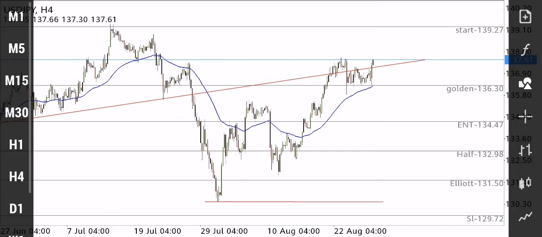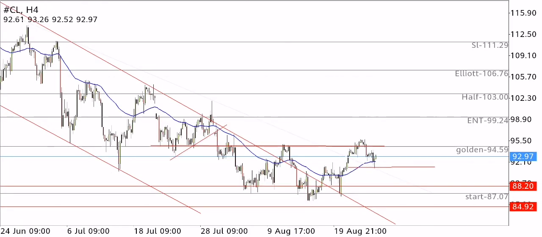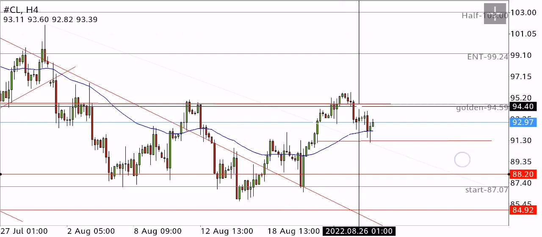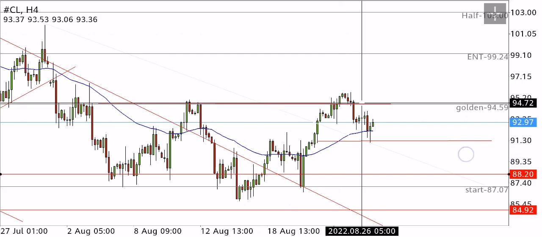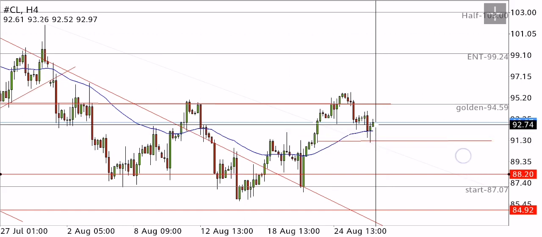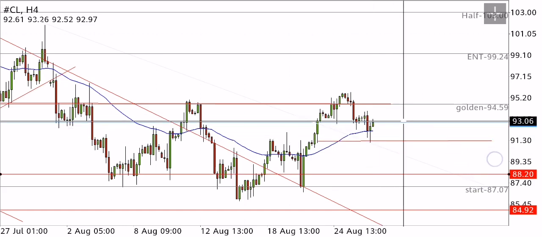Now take a look at the other market, which is crude oil. As all of you noticed, in the previous session we were suggesting to sell crude oil below the 94.60 level. If you look at our previous Friday analysis, we suggested it has the possibility to test the support level of 91.30, as the market tested that support level and made a pull up.